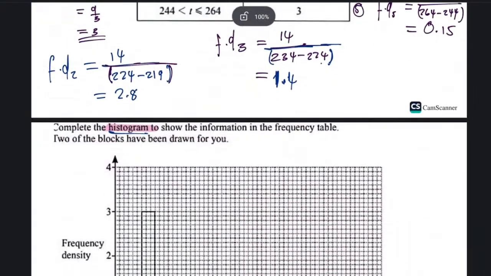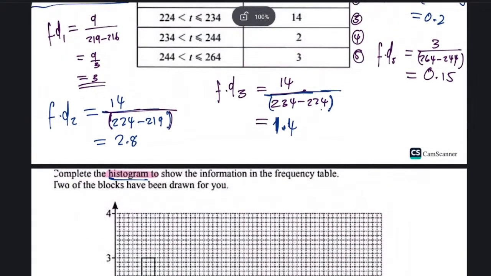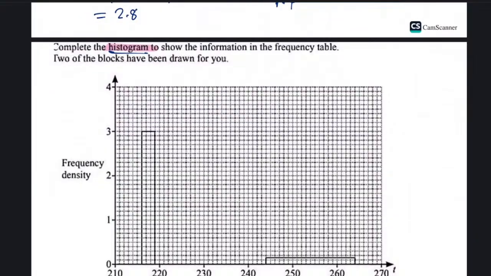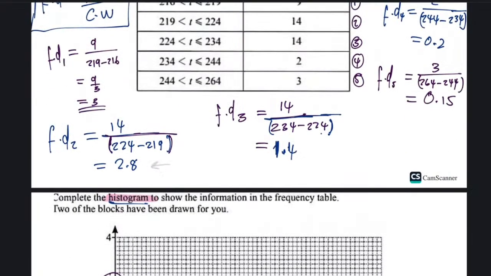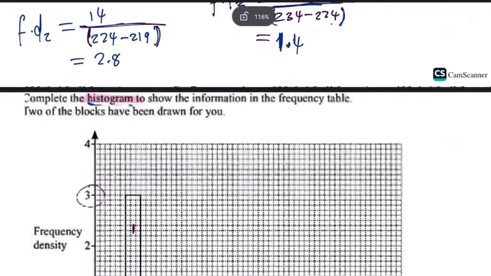Now let's see the solutions. So here we have 3, we have 2.8, and all that. So for 3, you can see that they actually did it. This is the first one. Now we need the second one, which is 2.8. So we got to zoom in.